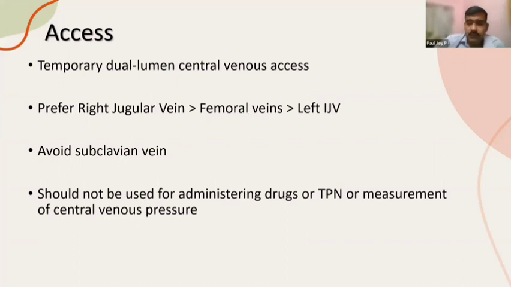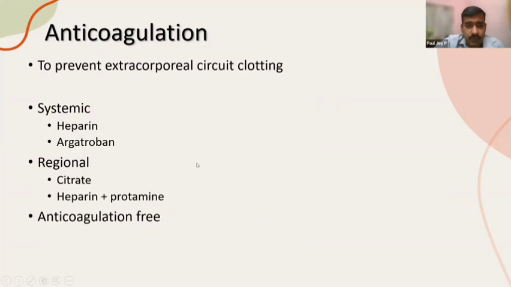Now, access. The preferred access is a temporary dual lumen central venous catheter. The first choice is the right jugular vein, and then the femoral veins and left jugular. The subclavian has to be avoided, and if the catheter has a third limb for administration, it should not be used for administering drugs or parenteral nutrition or measurement of central venous pressure.